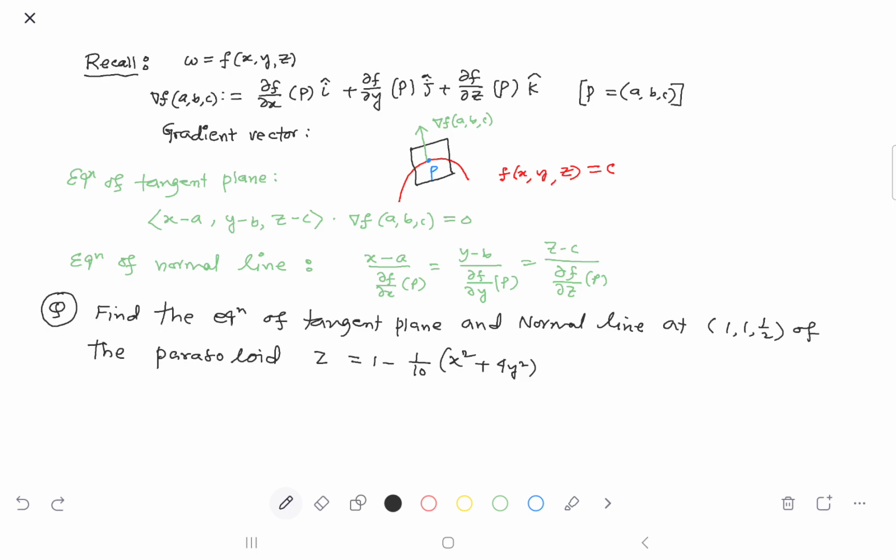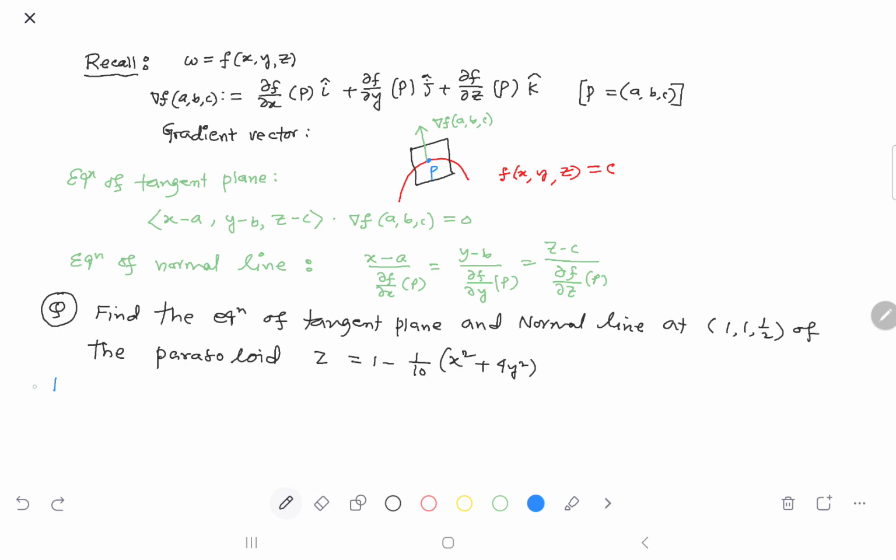Find the equation of tangent plane and normal line at 1, 1, 1/2 of the paraboloid z equals 1 minus 1/10 times x squared plus 4y squared. Exactly. So how do we do this? First we will bring everything to the left hand side, right? Then we construct a function.